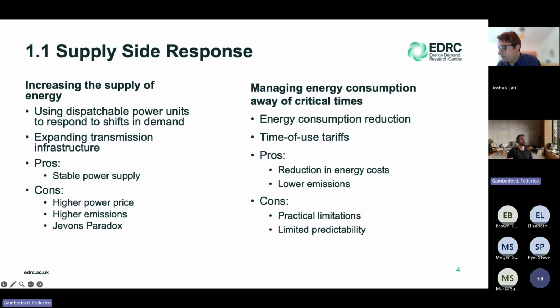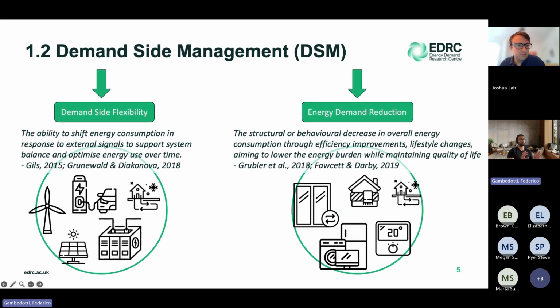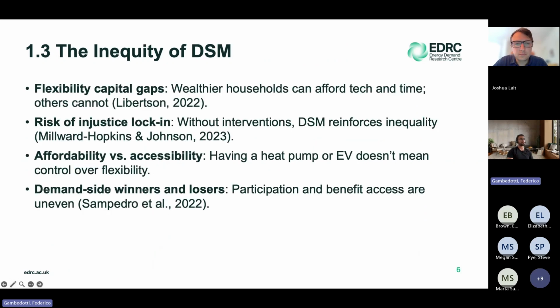but it's very difficult to manage demand side response. So when I talk about demand side management, there are two sides of the same coin that I think about: demand side flexibility and energy demand reduction. Demand side flexibility is the ability to shift consumption in space and time to change the demand profile, while energy demand reduction is a systematic change in behavior and technology that allows us to reduce the overall base load of energy demand.